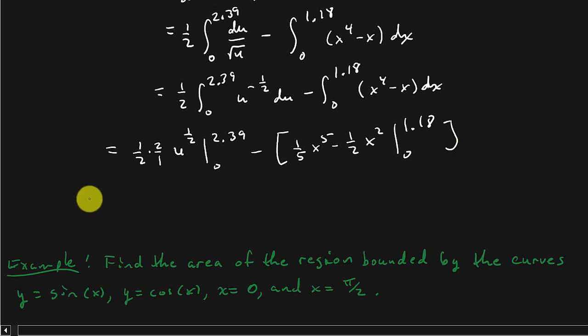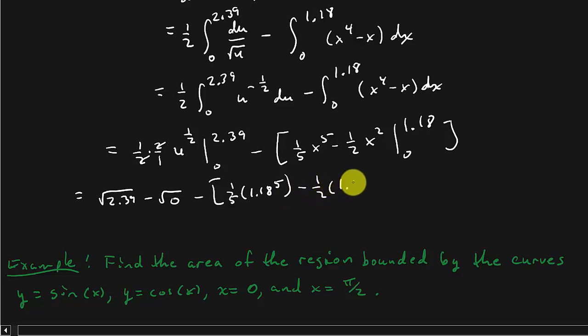And so this is going to give us the square root of 2.39 minus the square root of 0. That goes to 1 there. Minus 1/5 times 1.18 to the 5th minus 1/2 times 1.18 squared. And when you punch all that into your calculator, you get 0.785.